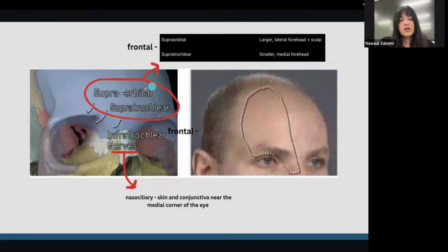Okay, now the supraorbital and supratrochlear branches are given off by the frontal nerve, and this is what they supply. The infratrochlear nerve is given off by the nasociliary, and it supplies the skin and conjunctiva near the medial corner of the eyes over here.